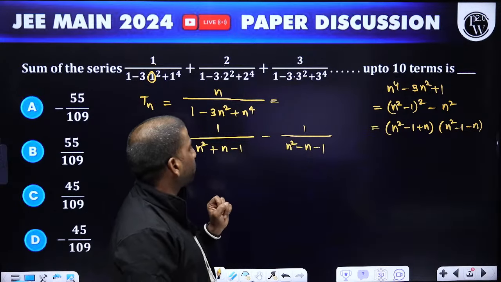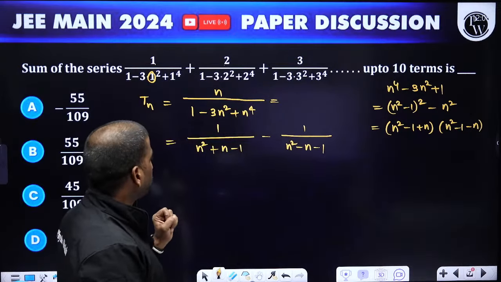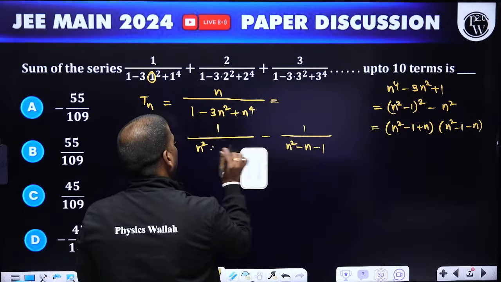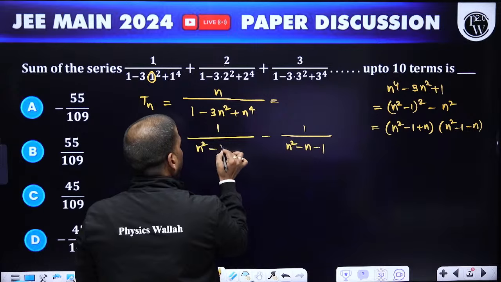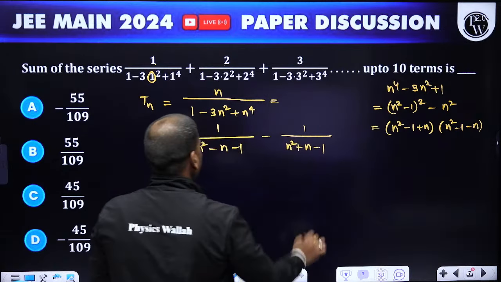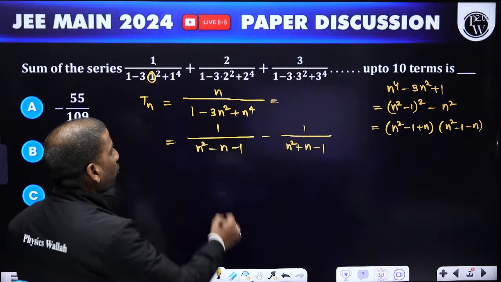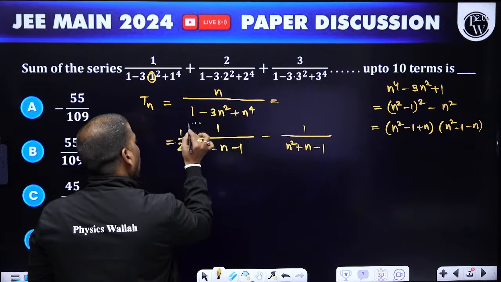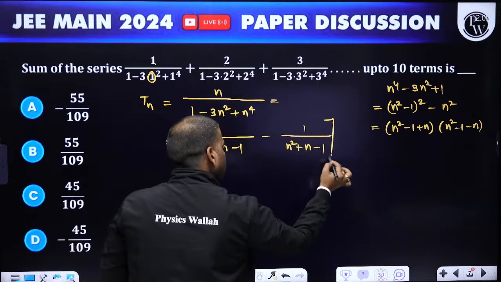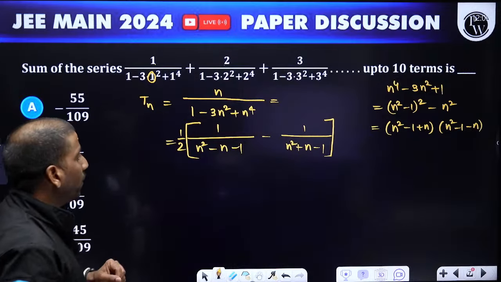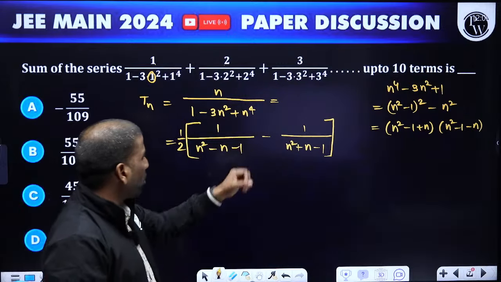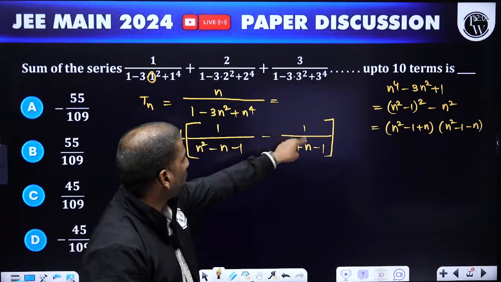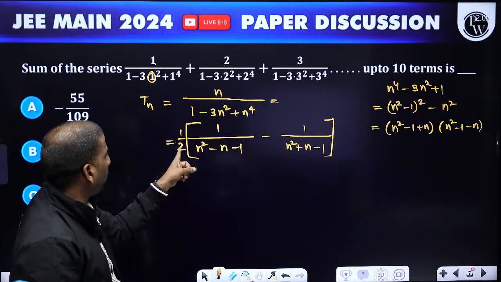Then what do you get? It is better with the minus before and the plus here. So you got the 2n, but n is there, so I will write 1 by 2 outside. This is just partial fractions, a simple manipulation. The n square got cancelled. Here plus n, here minus of minus plus n, gives 2n. Here minus 1 plus 1 got cancelled. So I made it 1 by 2.